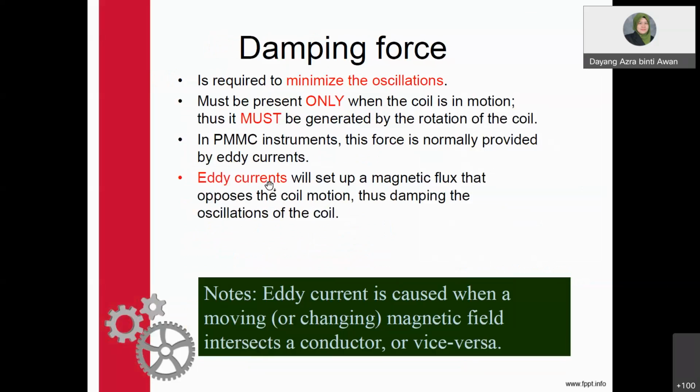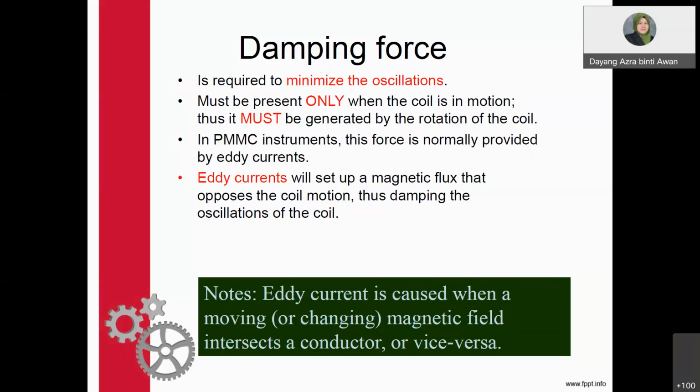So damping force is caused by what we call eddy currents, the relationship between the magnetic field and also the intersections of the conductor. Okay, so the damping force is used to minimize the oscillation. Meaning it will reduce the vibration of your pointer. So the more vibration, the less accurate the answer you can get. So for the damping force to occur, you need to have minimized oscillation and minimized vibration. Okay.